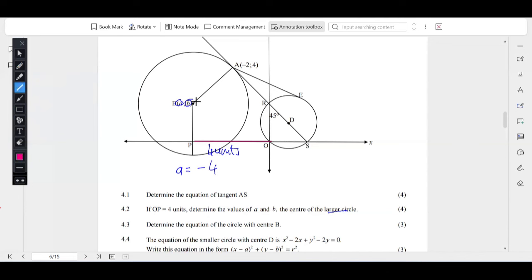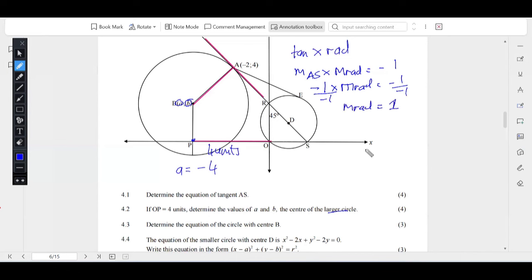Looking at this here, we can tell that this is a radius that is intersecting with a tangent. We always know the relationship of the tangent and the radius: the tangent is perpendicular to the radius. So the gradient of the tangent times the gradient of the radius has to give us negative 1. It's not actually BP, the radius is not BP. So let's start with AS, the tangent, times the gradient of the radius, which has to give us negative 1. We already calculated the gradient of AS previously, and it was negative 1. So if we say negative 1 times the gradient of the radius, and divide both sides by negative 1, then the gradient of the radius has to be equal to positive 1.